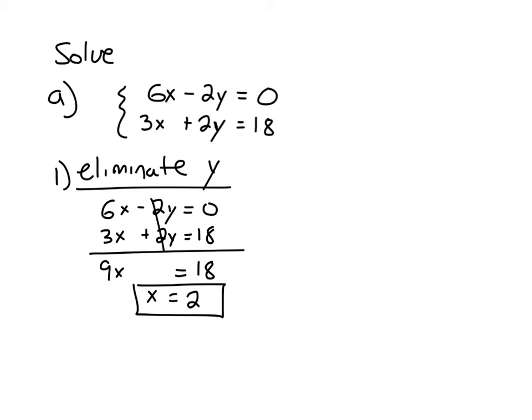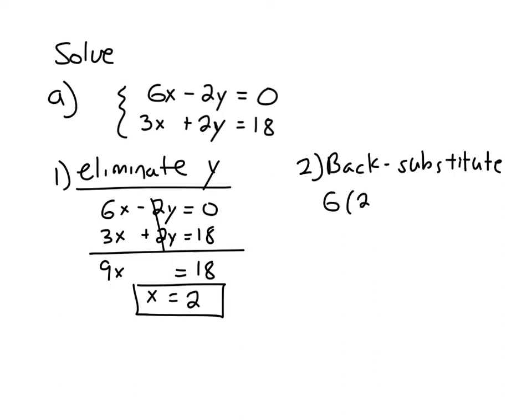Alright, so first step is to eliminate one of the variables, and then the second step is to use back substitution. Okay, so that is called back substitution. Alright, and so to do that, I'm going to choose either equation, doesn't matter. I'm just going to plug in x equals 2 and solve for y.